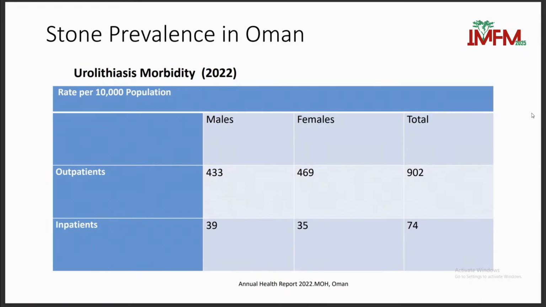We have looked at stone prevalence in Oman, and these figures are the rate per 10,000 population. The outpatient visits of males and females are around 902 out of 10,000 population. And the inpatient admissions for stone problems, whether for surgery or admission because of infection, are 74 per 10,000 population.